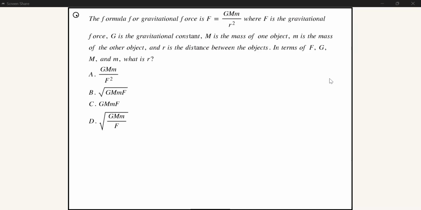So let's work out what r is. So here we'll do F equals, I'm just going to rewrite it to start.